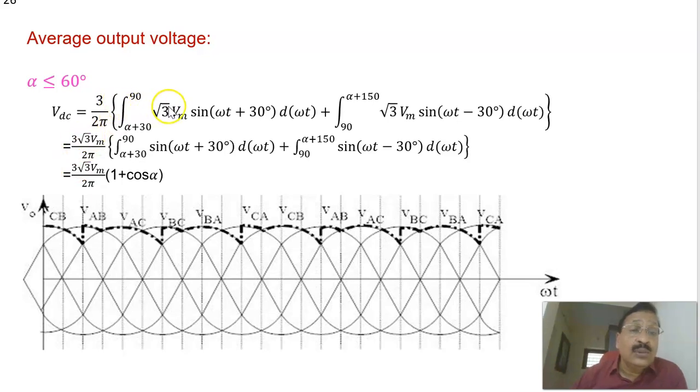Now, if you calculate that, we will be getting 3 root 3 Vm by 2 pi, integral alpha plus 30 to 90 of sin omega t plus integral 90 to 150 of sin omega t d omega t, or we'll be getting 3 root 3 Vm by 2 pi into 1 plus cos alpha. Previously, it was 3 root 3 Vm by 2 pi cos alpha for a continuous conductor, the fully controlled 6 pulse converter, but for a semi converter, the equation now is 3 root 3 Vm by 2 pi into 1 plus cos alpha. This is for the case when alpha is less than or equal to 60 degree. So this is the average value of the voltage.